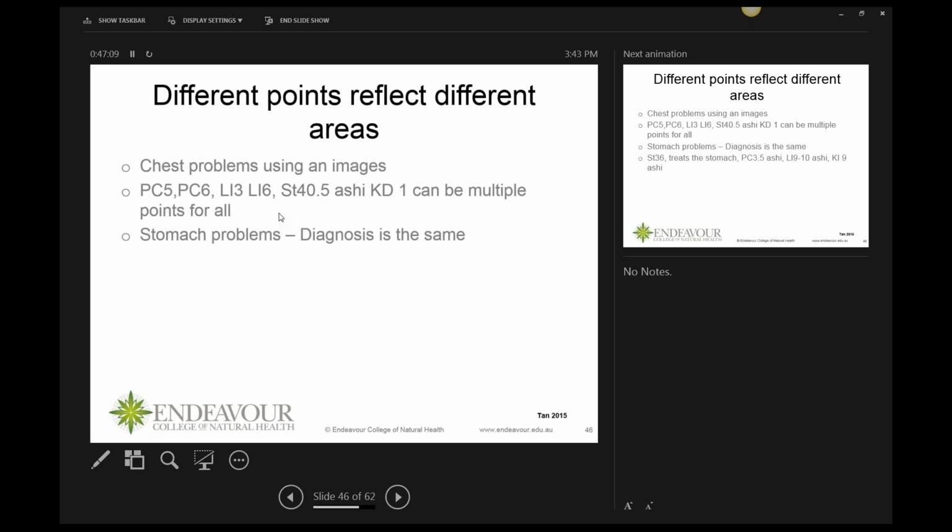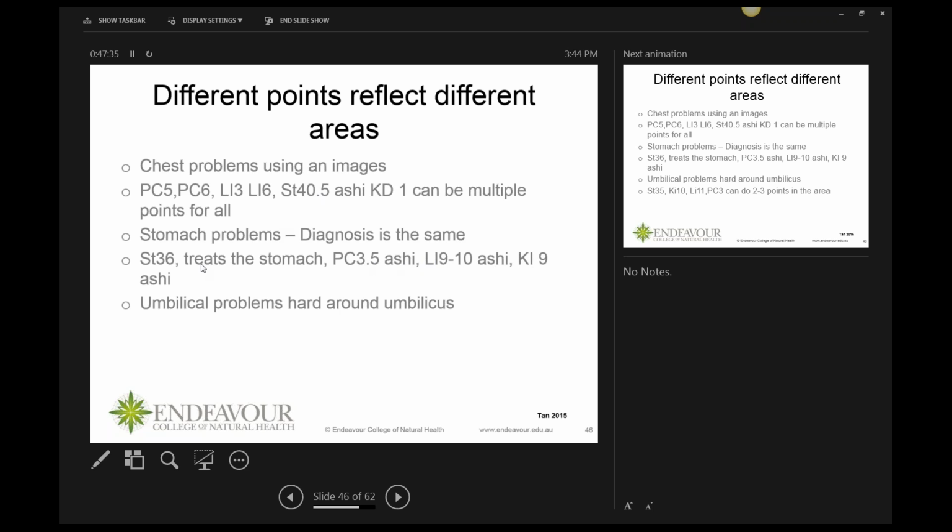For stomach problems, diagnosis is still the same. Stomach 36 treats the stomach, as we all know. Pericardium 3, so again, he's just reflecting pericardium 3. Anywhere where I've got 3.5 or this sort of stuff, between 9 and 10, again, we're just looking for the Asher points in between these 2 points. And kidney 9, again, looking for the Asher.